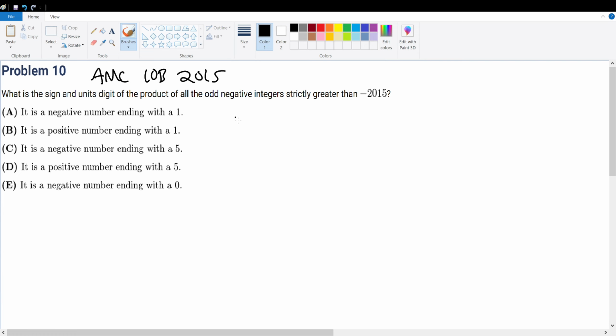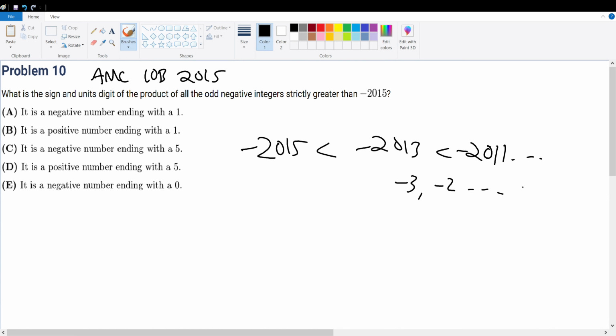to be less. So negative 2015 is less than negative 2013, is less than negative 2011, and so on, which is like negative 3, then negative 2, so using a number line should let you quickly solve this and understand what it means for an odd integer to be greater.